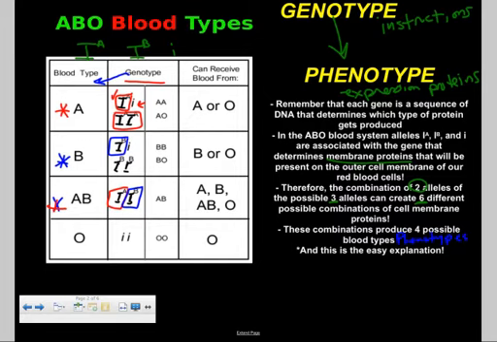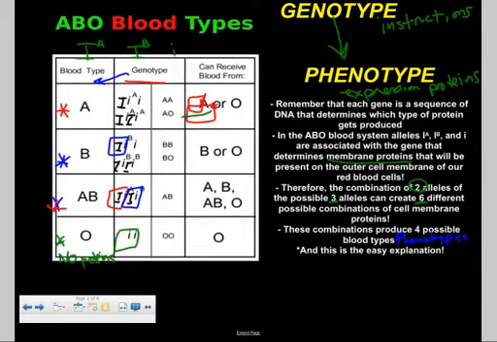And if we inherit recessive alleles from both of our parents, we do not have the ability to produce proteins. Thus, the resulting phenotype is what we call type O, and I say type O means no proteins. Type O, no proteins. Okay? So we can get a variety of different phenotypes from the combinations of these different genotypes.